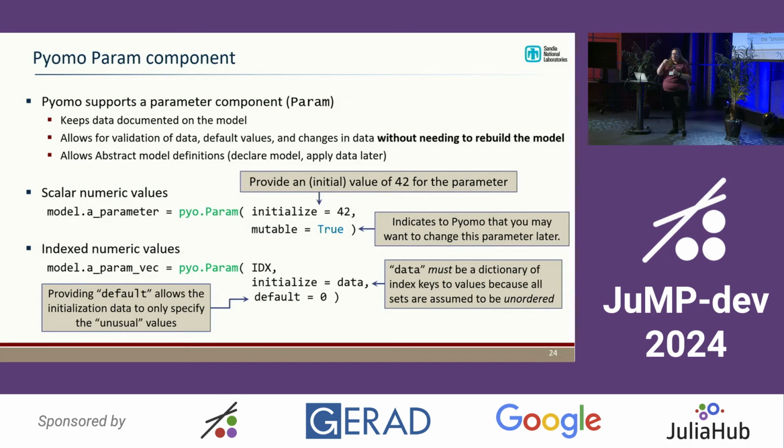and telling us that this data needs to be preserved in the expression tree until the last second when the model is sent to a solver. That makes it very easy to update that parameter without having to rebuild everything. And then we have some interesting infrastructure for indexed parameters around setting a default value, which is really helpful if you have sparse data, for example.